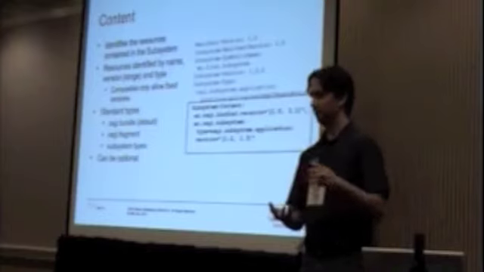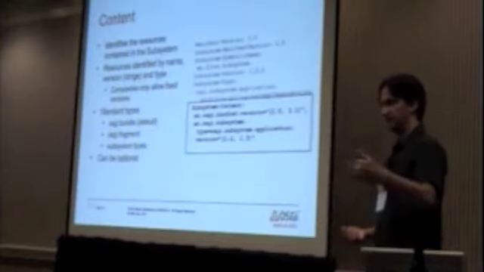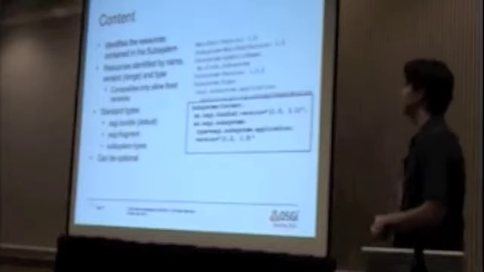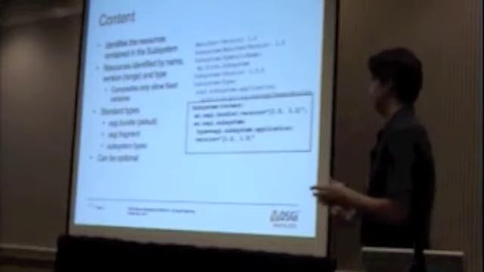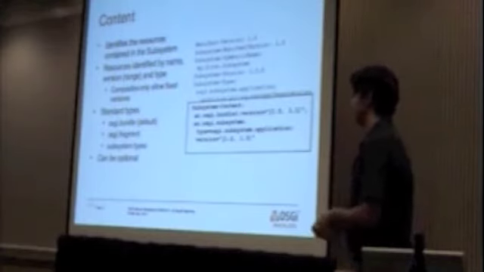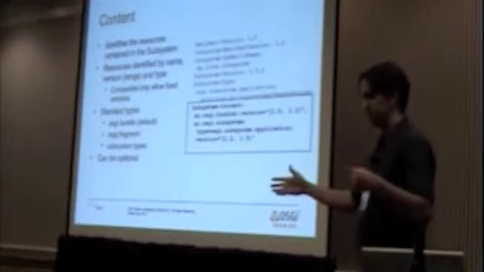The next bit of metadata is for the content. So this is where we actually identify what resources a particular subsystem is composed of. And again, it's identified by a symbolic name and version range, and also a type. So there's a set of standard types the specification has, which of course is bundle and fragment, but also the OSGi types, the subsystem types. So a subsystem can actually be composed of other subsystems.